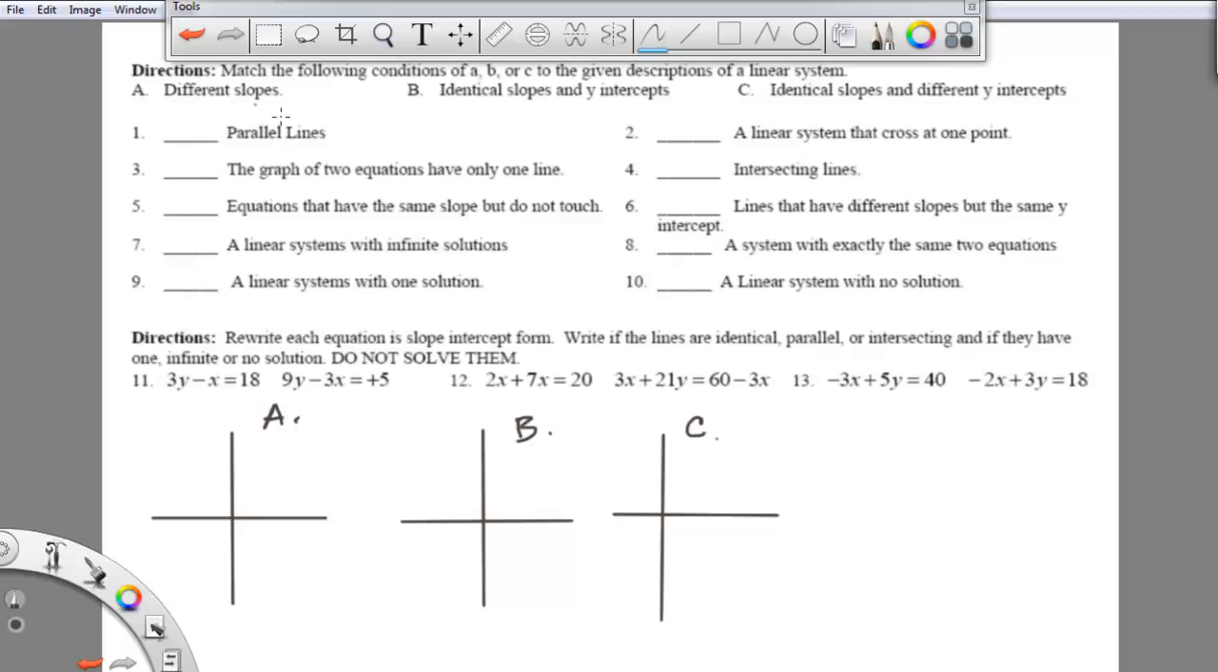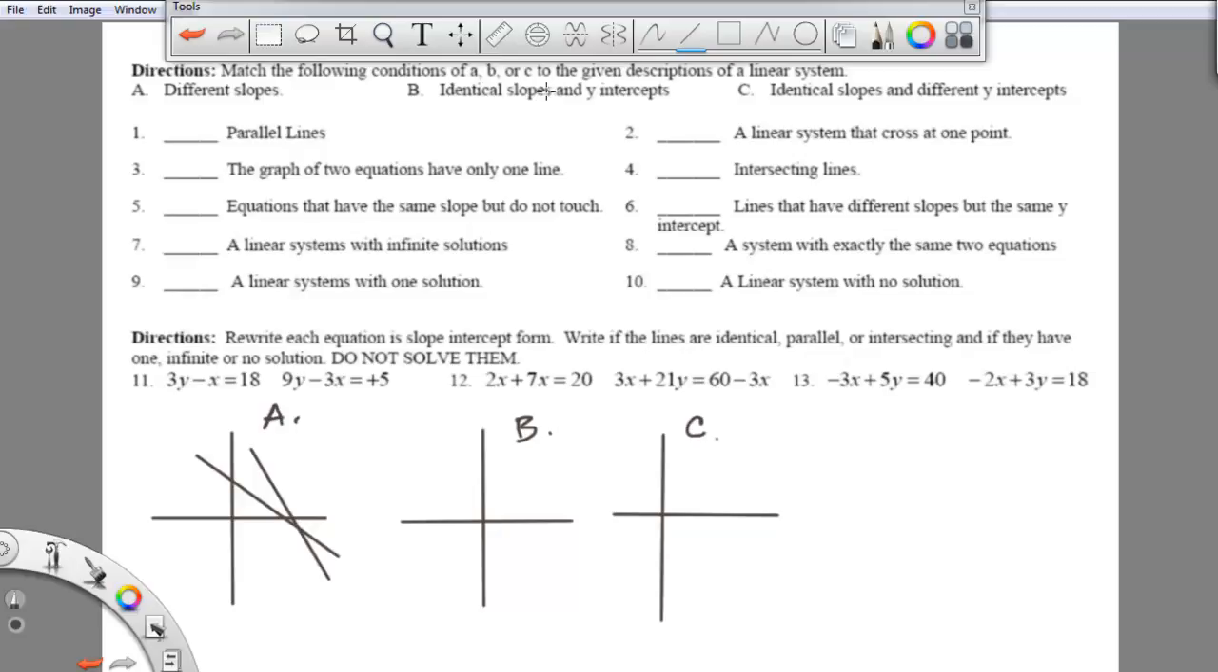The first one says we have different slopes. If you have different slopes, it means the two lines are not slanted the same way. Let me go back here. I want to get a straight edge here. If I have a line that goes this way and another line that goes this way, you can see that if they have two different slopes, they're always going to cross at one point. So that's one case. If we have different slopes, then we're going to have one solution.